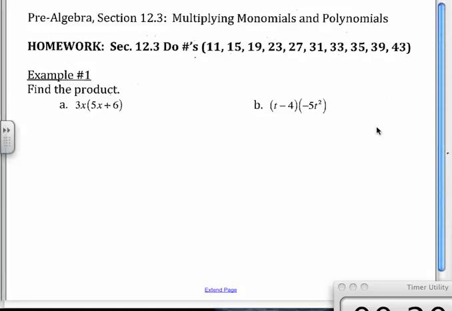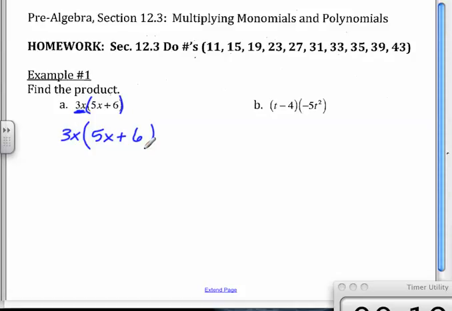Okay, guys, section 12.3, multiplying monomials and polynomials. And guys, you're going to see here that, looking at this first one, outside the parentheses, I have 3x, and 3x is a monomial. Inside the parentheses, though, I've got two terms, 5x and 6. Remember, terms are separated by pluses and minuses. So I've got two terms inside the parentheses. So that polynomial is actually a binomial, because bi meaning two.